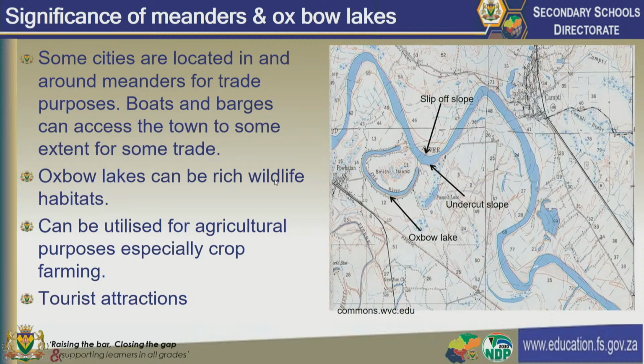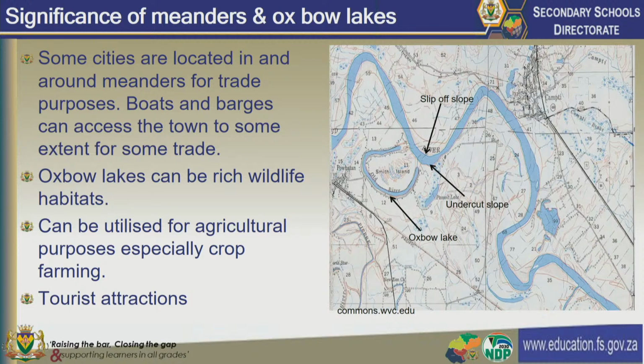But the importance of these landforms, one, we find that some cities around the world use these meanders for trade purposes. The boats and barges can access the town to some extent for trade. Oxbow lakes can be rich wildlife habitats. They can also be utilized for agricultural purposes, especially for crop farming, because the land around this area is very fertile. And yes, they can also be used as a tourist attraction.